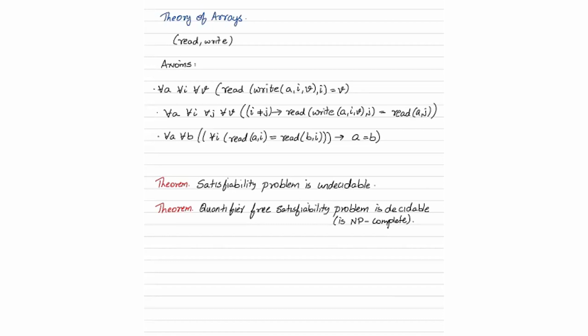And the third axiom basically says that if you have two arrays A and B, and for all indices the values are the same in both the arrays, then these two arrays are the same. So these define some axioms. Basically, you can interpret it as a theory which defines the theory of arrays. And you can ask for the satisfiability problem in this theory of arrays. It turns out to be undecidable. But if you look at the quantifier-free version of the satisfiability problem, then it is decidable, and it is known to be NP complete.